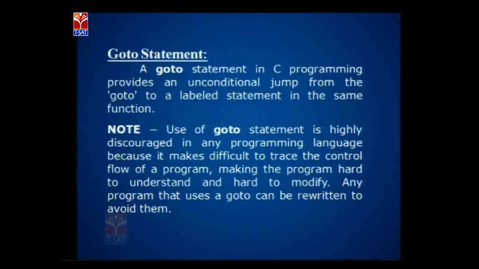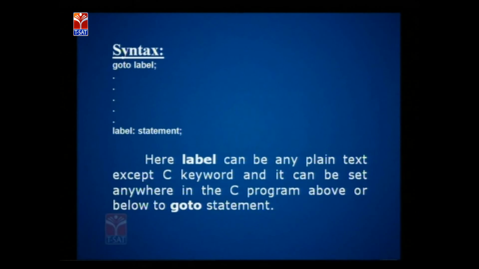Let us have a look at the syntax of the goto statement. A goto and a label will be given, and after that a statement will be provided, and even a condition. If that condition is true, then it comes to the execution process. Here, the label can be any plain text, a C word, and it can be set anywhere in the C program, above or below the goto statement, which means the goto label can come anywhere in the C program.